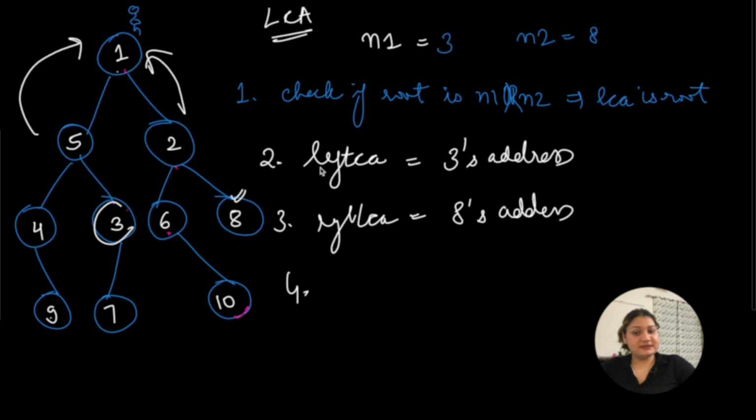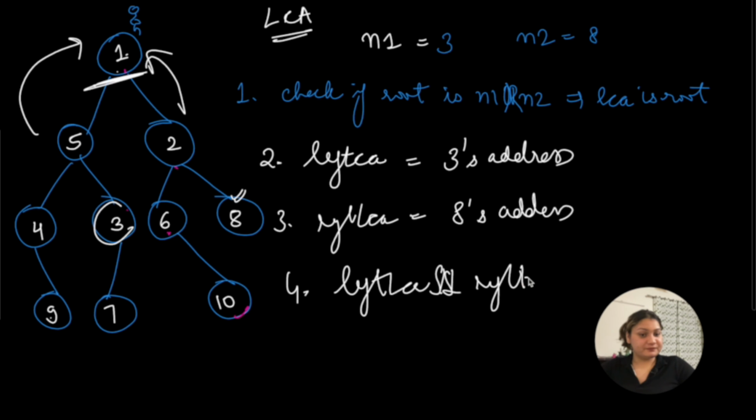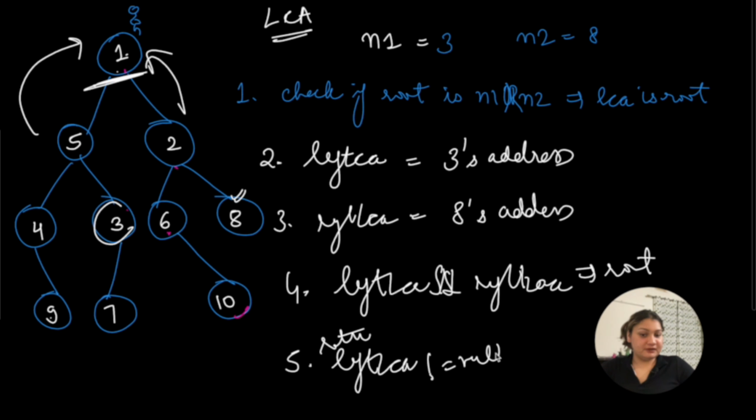Once both the things are there, that means standing here, we know that one element is in the left part, one element is in the right part. Who is the common parent? Root itself. In case left LCA and right LCA both are there, we will say the answer is root. In other cases, let's say only left LCA is there, so we will return left LCA if left LCA is not equal to null, else we will return right LCA.